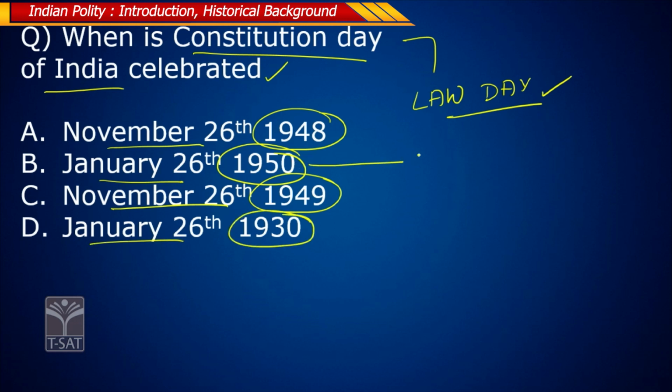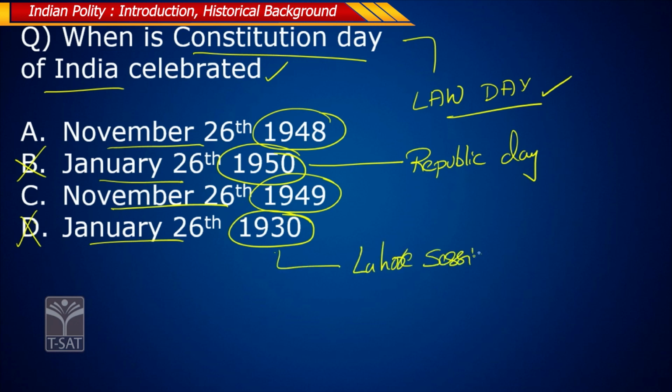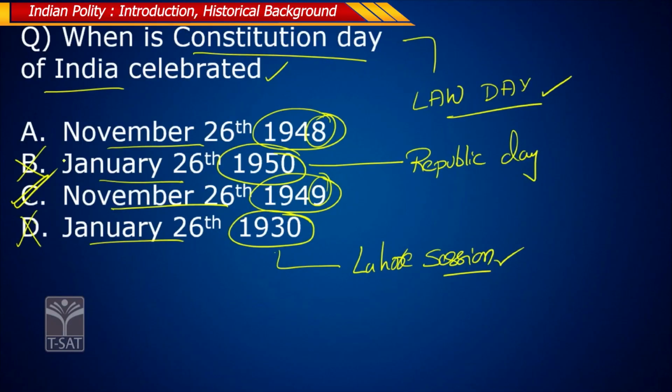See, January 26, 1950 is called Republic Day. So, this is not the answer. Now, January 26, 1930 cannot be the answer because it is the result of the Lahore session. So, this is not the answer. It may be C or A. The only difference here is the years. Constitution Day is celebrated only when the Constituent Assembly adopted or passed the Constitution of India. When was the Constitution passed by the Constituent Assembly? November 26, 1949. Answer is C. Absolutely, answer is C.